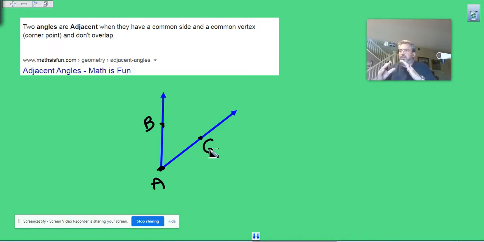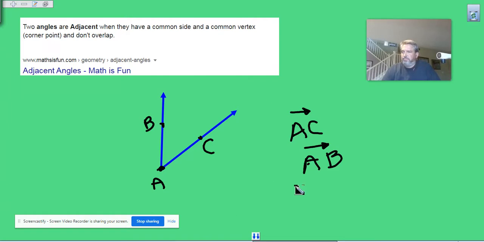All right, what are the sides of this angle? Well, one side is the ray AC, this side right here. And the other side is over here, which is ray AB. Now, what would we call this angle? Well, we would call it angle BAC. And A has a special point, it's the vertex.